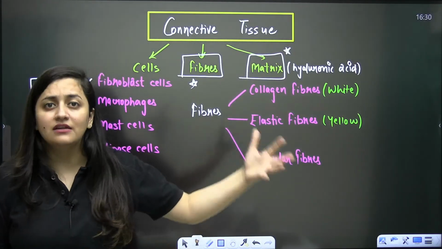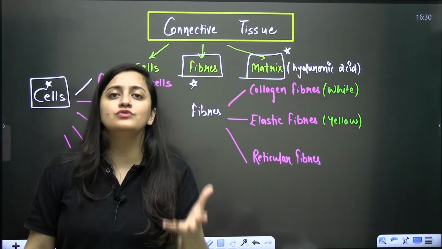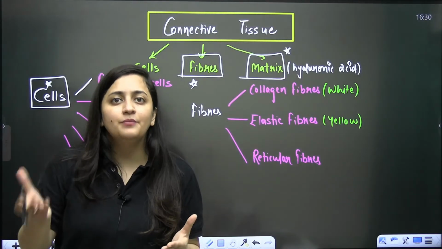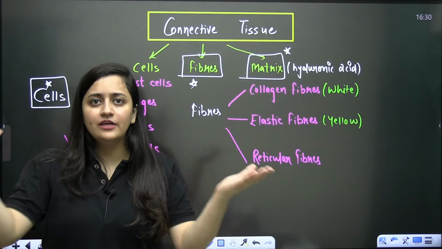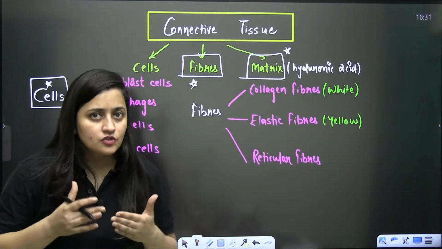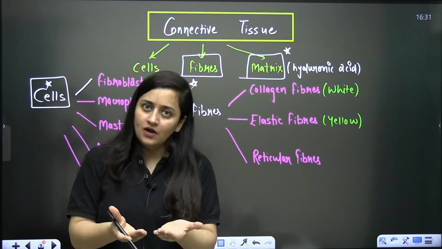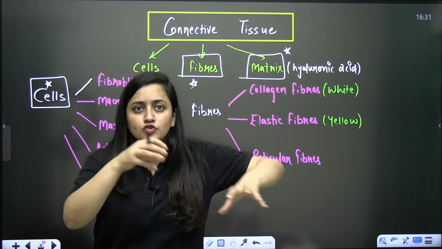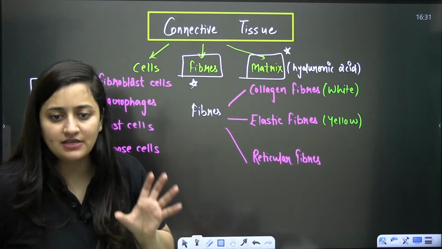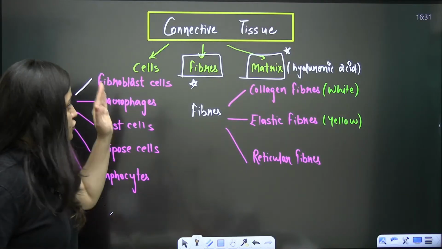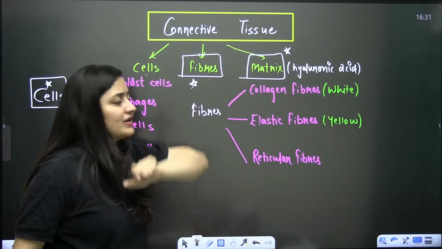Just suppose there is a room. How are you using that room? Is it a bedroom, is it a drawing room? Accordingly, you will set all the furniture and everything. So here, that room part is basically the matrix, the ground substance, having mucopolysaccharides. Cells and fibers are arranged there. So in all connective tissue, you will get cells, fibers, and matrix.